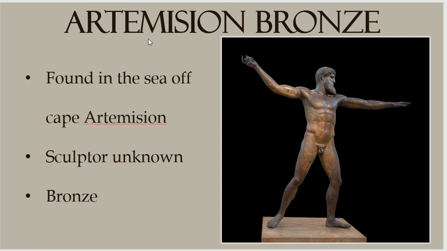So if it were Zeus, he would be holding a lightning bolt, and if it were Poseidon, he would be holding a trident. And these empty eye sockets here were originally most likely inset with bone, and the eyebrows were inset with silver, and the nipples were inset with gold.